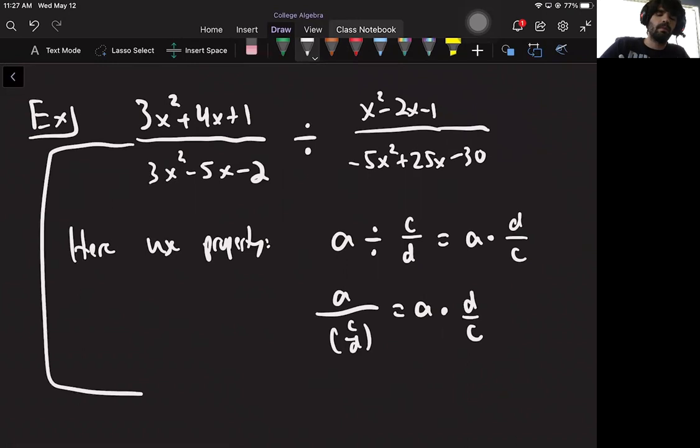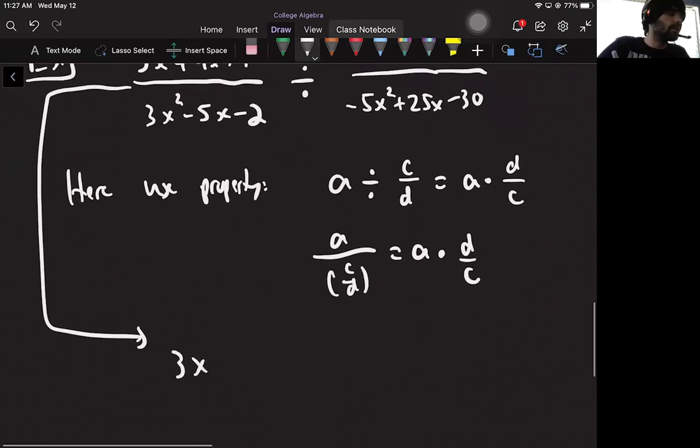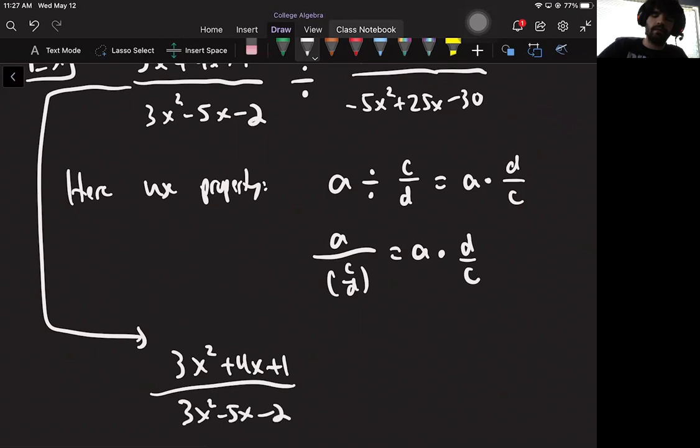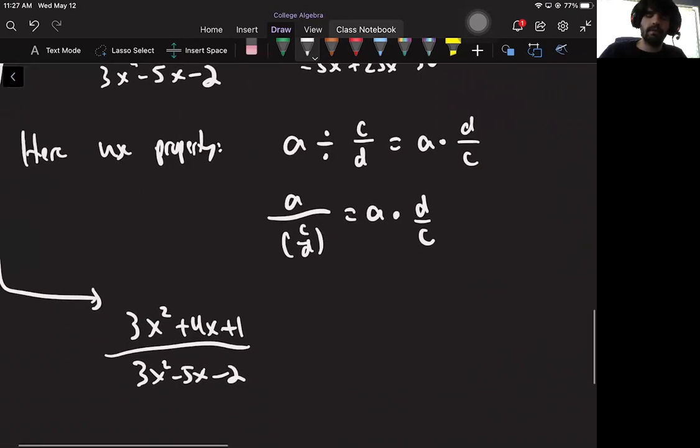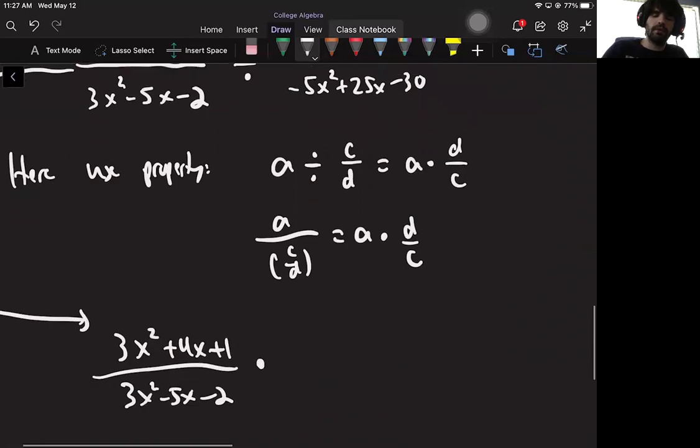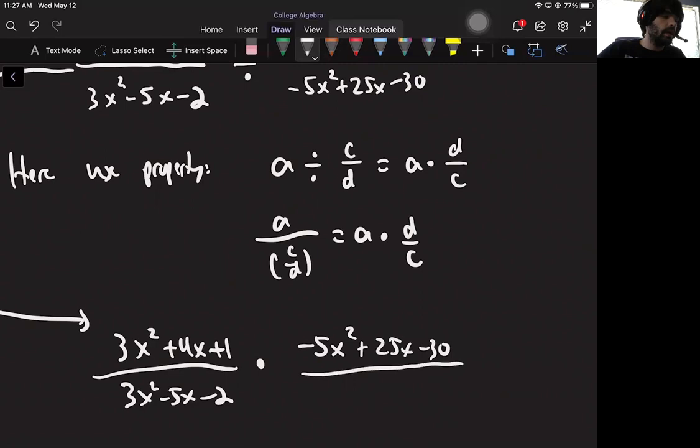So this guy is going to become 3x squared plus 4x plus 1 over 3x squared minus 5x minus 2. So see, I'm not dividing that, so that's going to stay exactly the same. I'm dividing by this next thing, so that's the thing that gets flipped over. So the next thing gets flipped over, and this guy goes on top. And now it's exactly, whoops, I flipped it over, so that x squared minus 2x minus 1 is on the bottom.